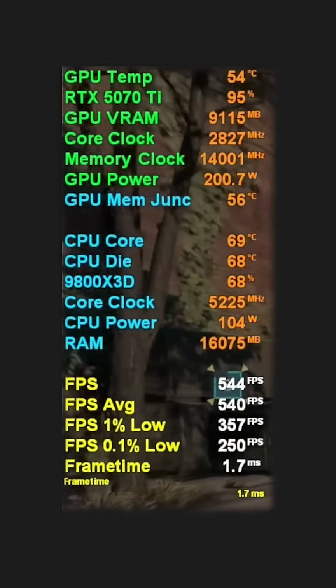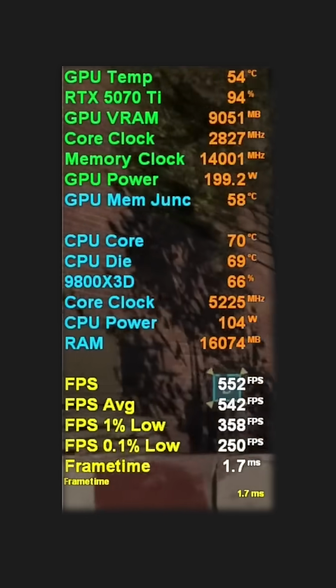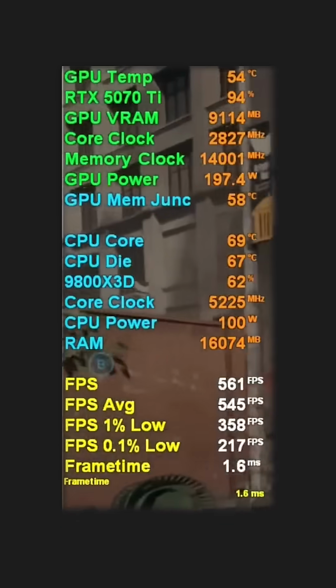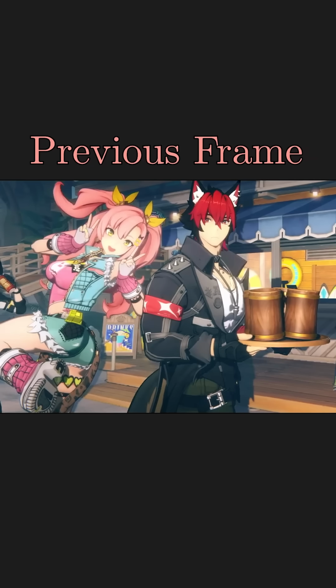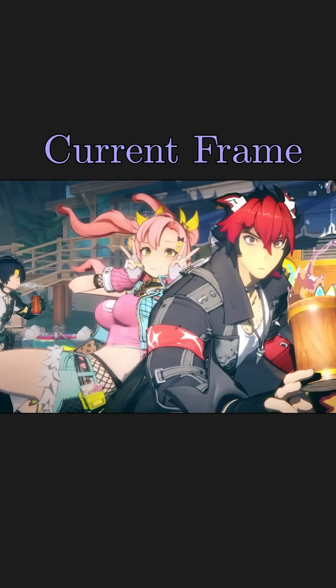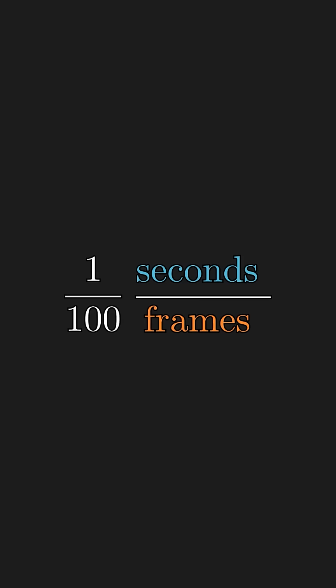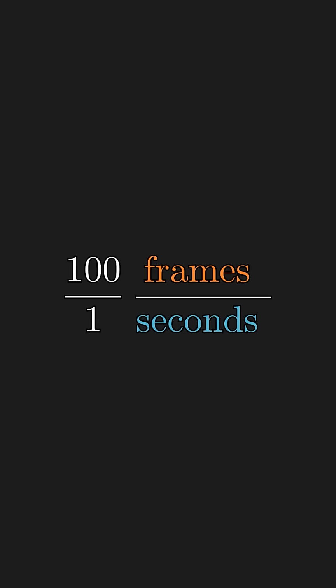If you're a PC gamer, you know how important your FPS is. So how is your average FPS calculated? First, your instantaneous FPS is calculated from the time elapsed between the previous frame and the current frame. So if your computer took 1% of a second to render a single frame, then your instantaneous FPS for that frame is 100 frames per second.